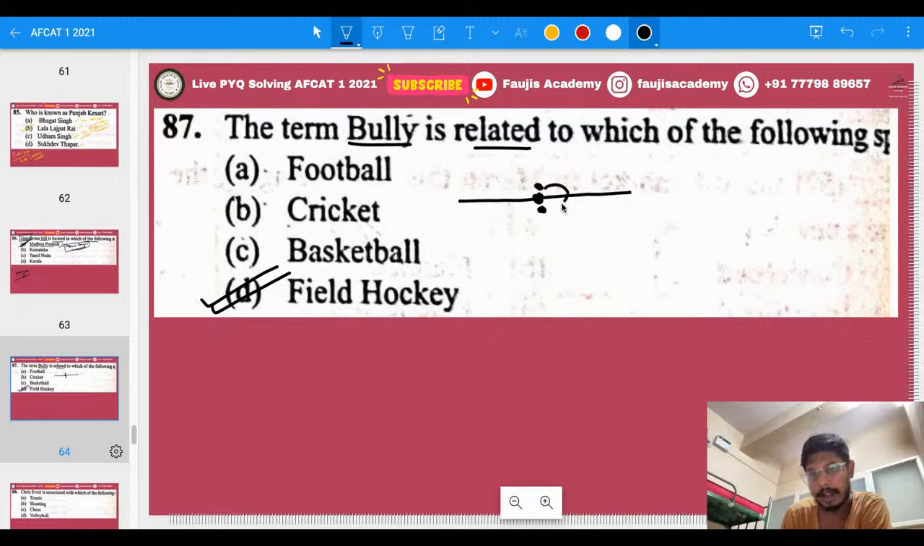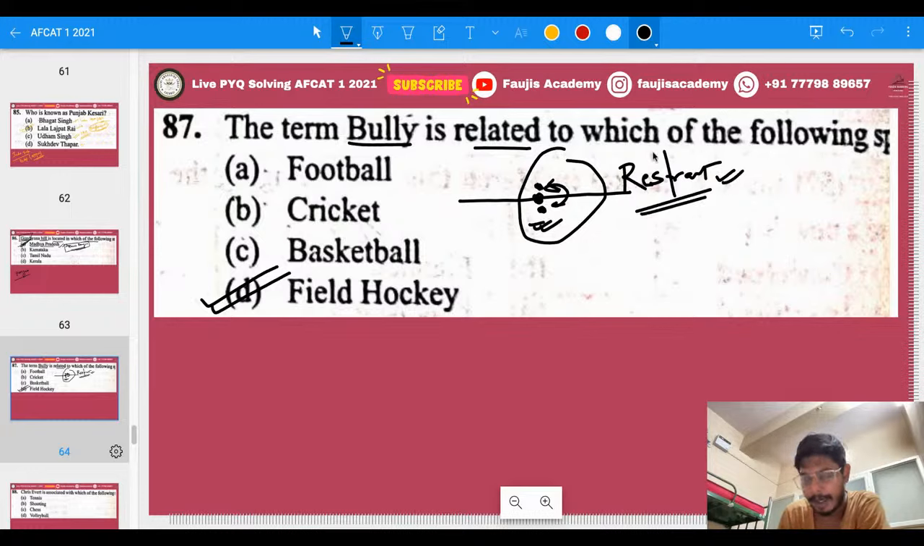And in that, these two players will fight for this particular ball, and this process happens to restart the game. This process happens to restart the game after a break, maybe after a foul. If somebody commits a foul, the ball goes to the opponent team, right? If some short stoppage of the game happens, then with this process of bully, the game gets started again. So the answer to this question is field hockey.